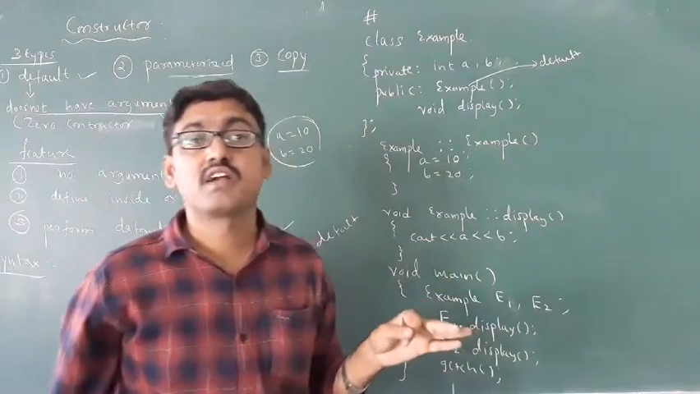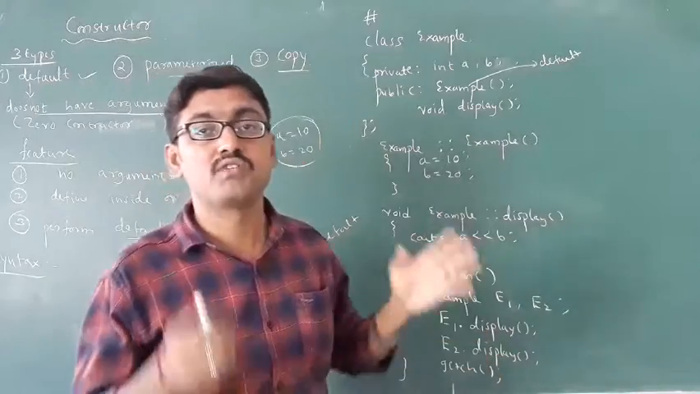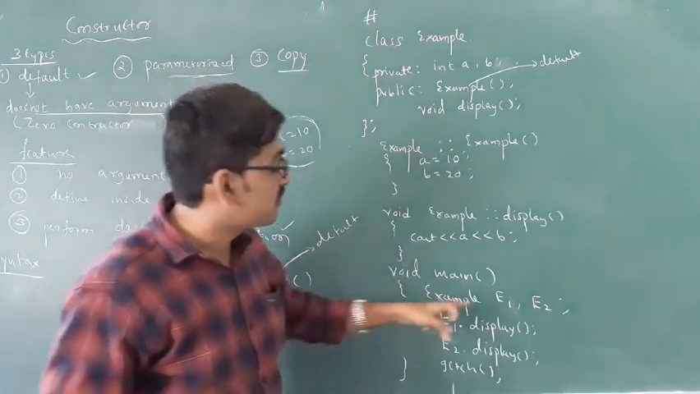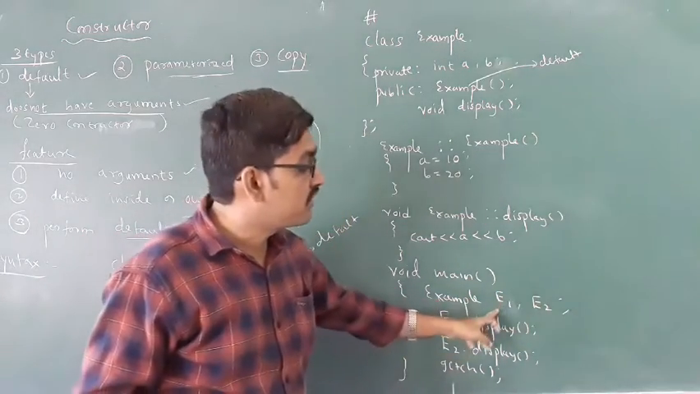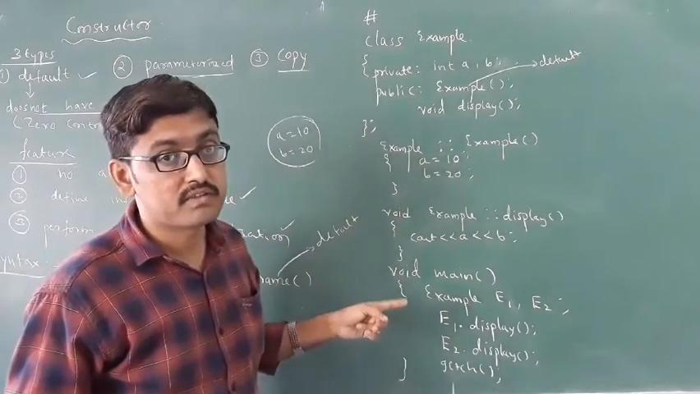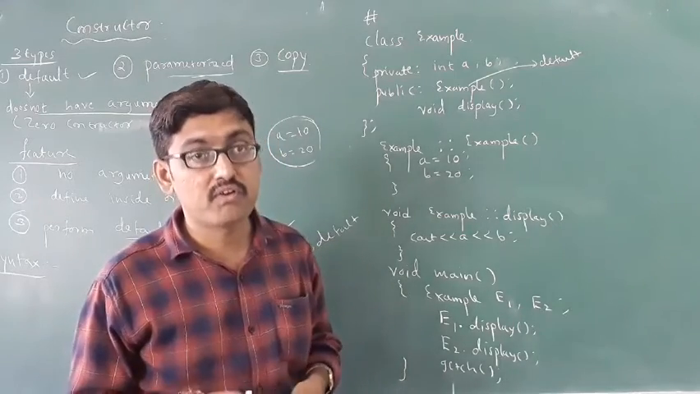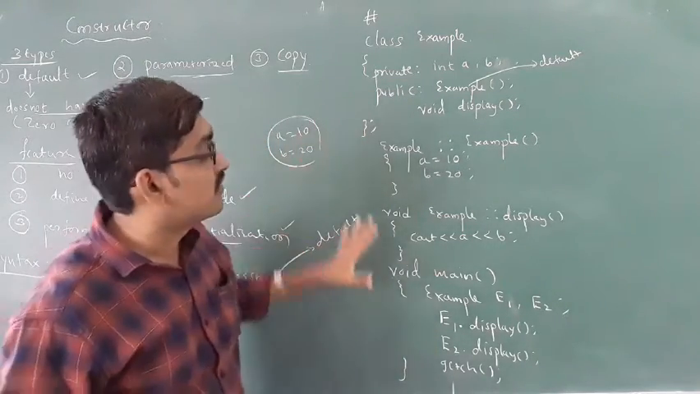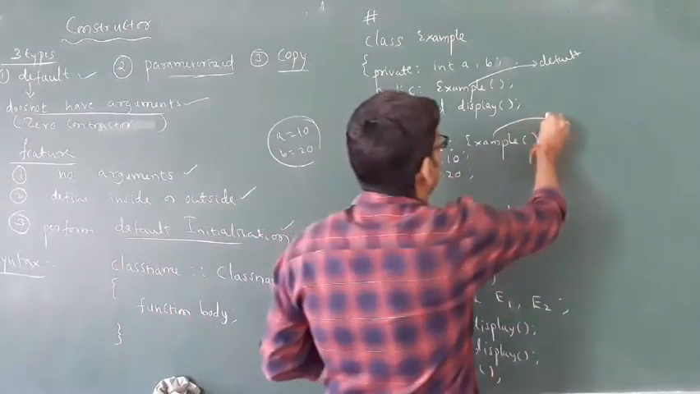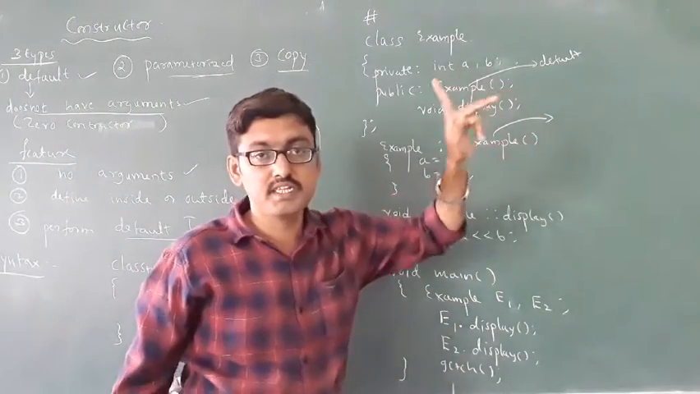That's why it is called it performs default initialization. Always when you run this program, you are getting the same values 10 and 20, by using different objects also. That's why it performs a default initialization. This is what this is about, a default constructor. See, this is nothing but a default constructor. It does not have any arguments.